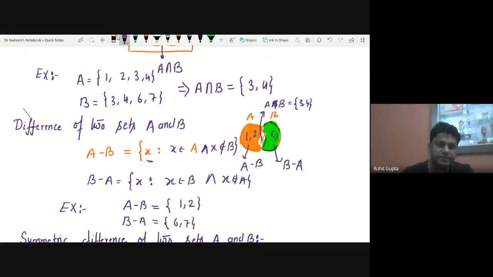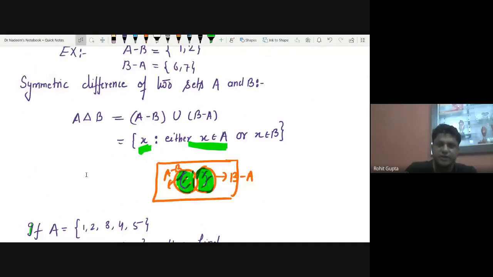Difference of two sets A and B. A minus B contains the elements of type X such that X belongs to A, but X is not part of B. So the common part of A which also belongs to B will not be considered in A minus B. Similarly, B minus A will contain the elements of type X such that X belongs to B and X is not part of A. So here is an example of A minus B and B minus A.